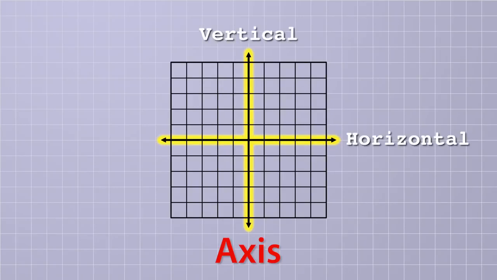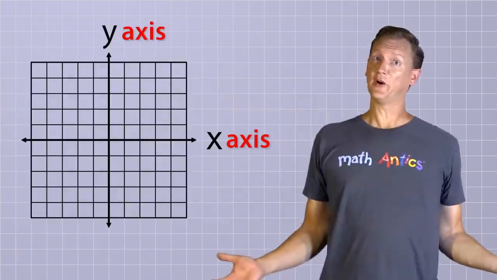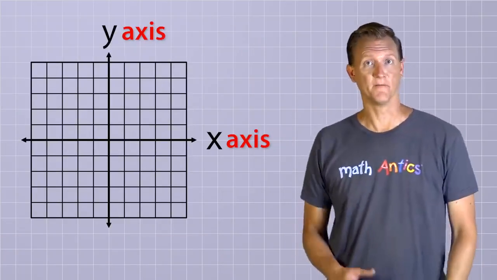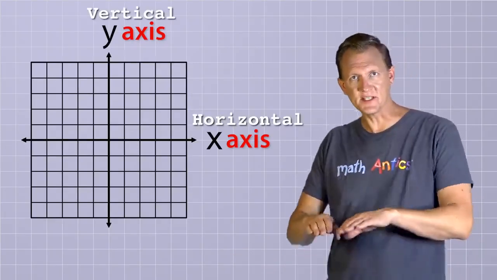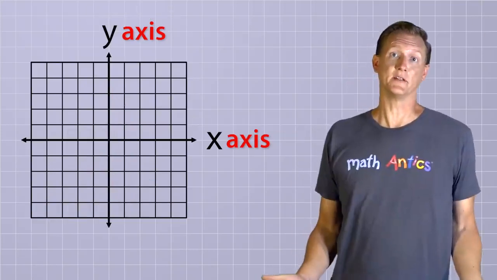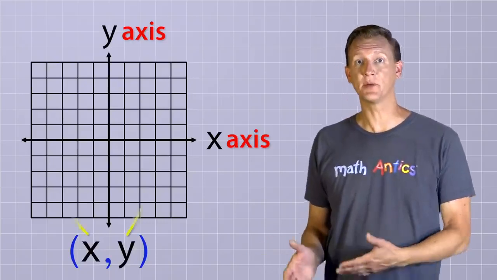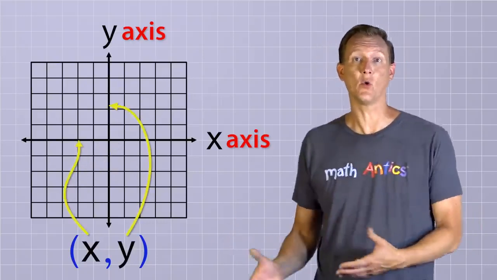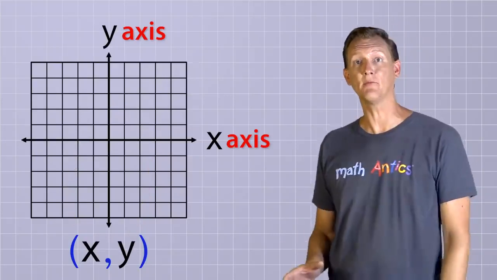But even more often, the axes are referred to by variable-based names. The horizontal axis is called the x-axis, and the vertical axis is called the y-axis. Why use variable names? Well, there's two good reasons. The first is that variable names are more flexible than horizontal and vertical, which relate to specific orientations in space that may not always be relevant. And the second reason is that each of the two coordinate numbers is actually a variable that relates to a specific position along one of the two axes of the coordinate plane. And since those variables are usually called x and y, it makes sense to name the two axes the same way.